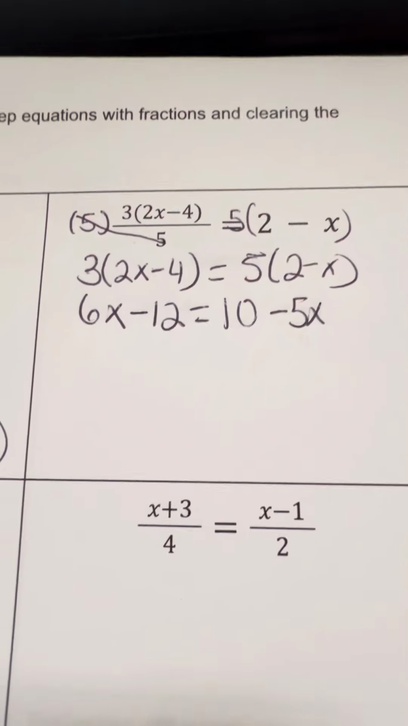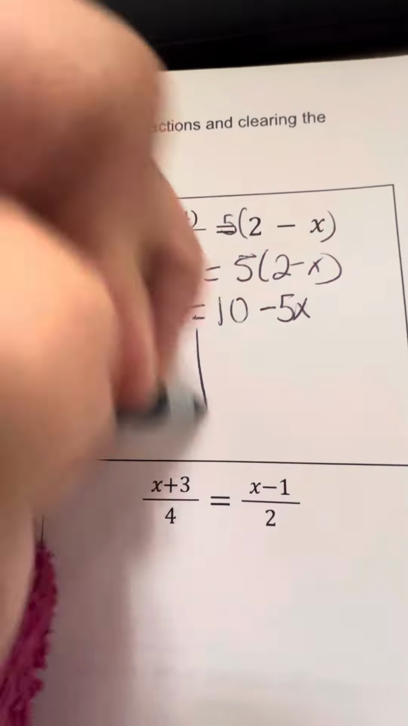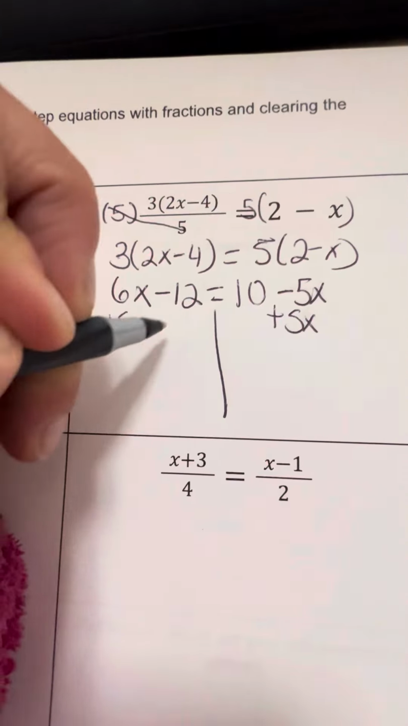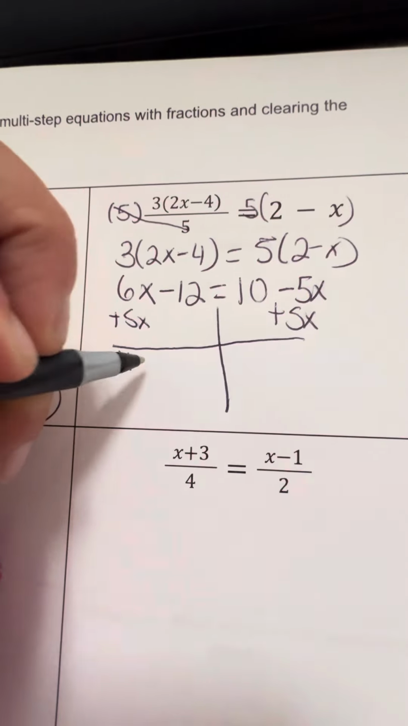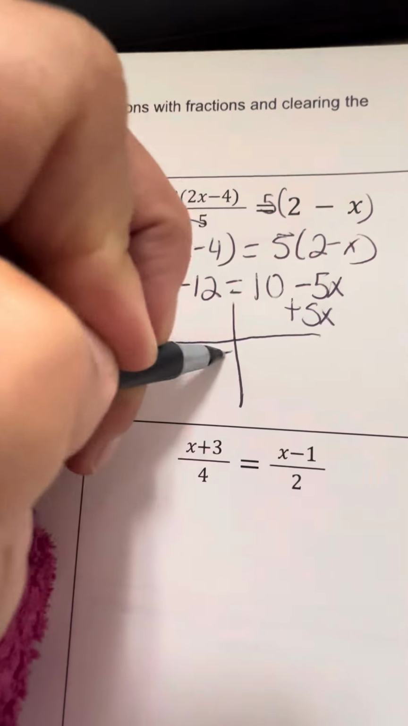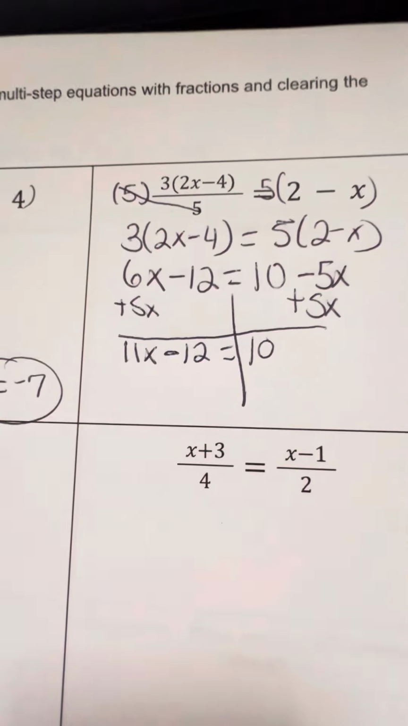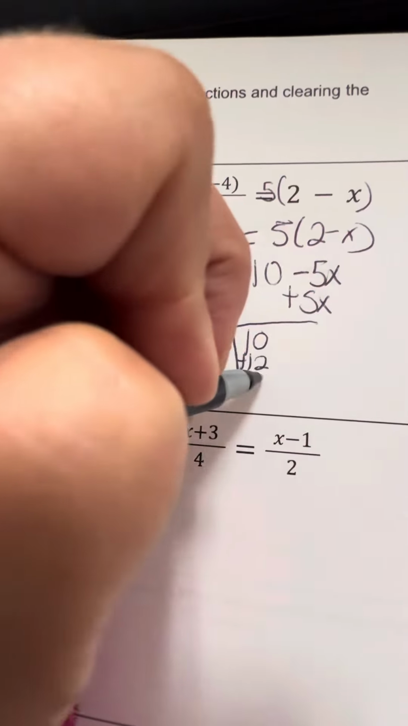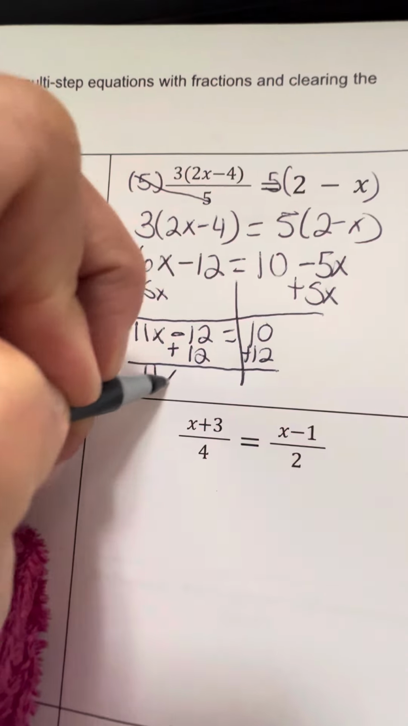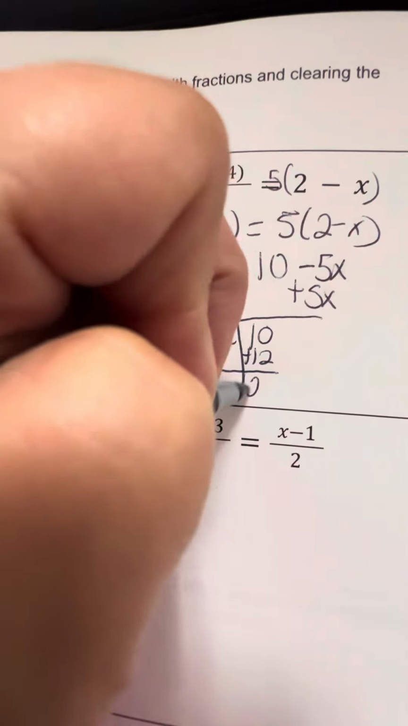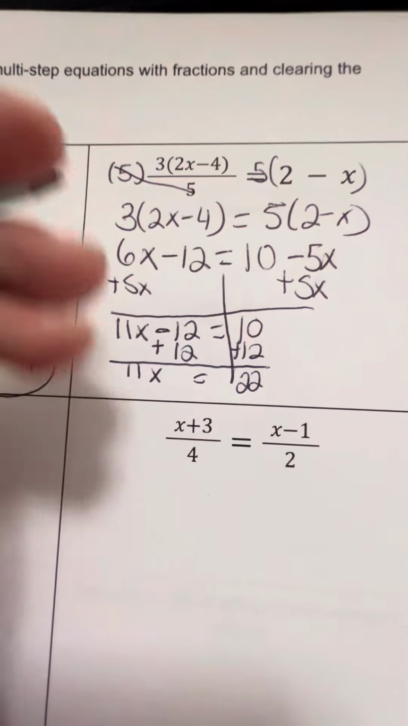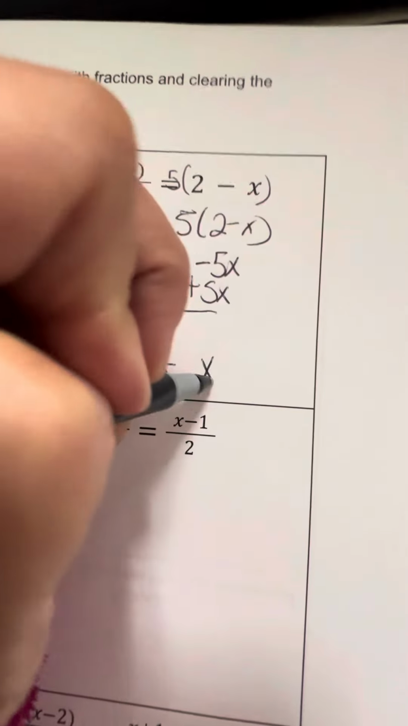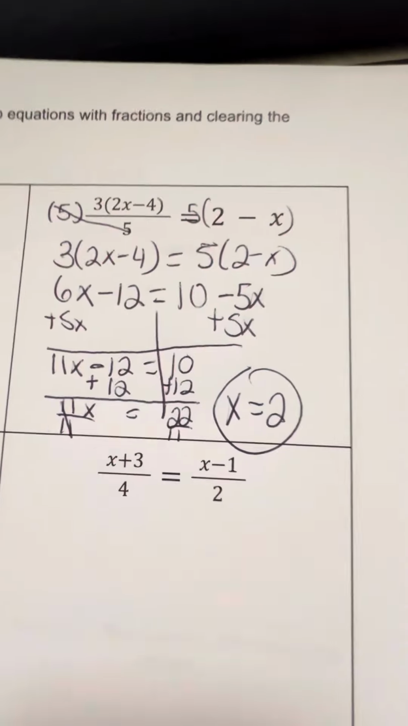Now we're going to go ahead and start to solve. I am going to add my 5x on both sides, and that's going to give me a total of 11x's over here, minus the 12, and then over on the other side, all I have left is 10. We're going to get that 12 out of there by adding it to both sides. And when we do that, we're left with 11x over here, and on this side, we're equal to 22. Last step, divide both sides by 11 to get x by itself, and we get x equaling 2. And that would be our finalized answer.